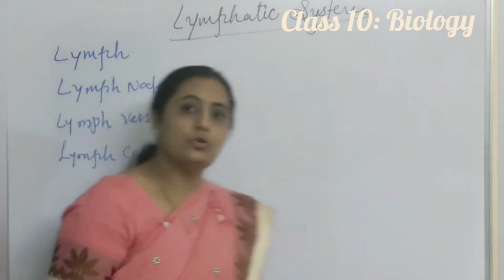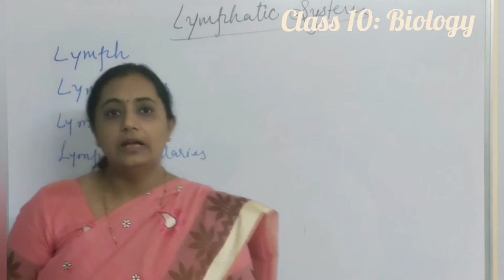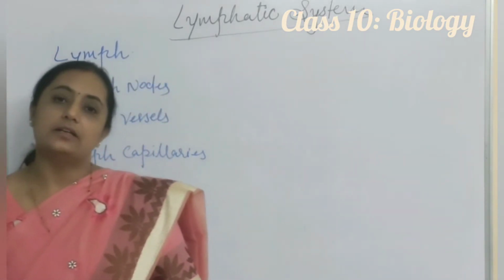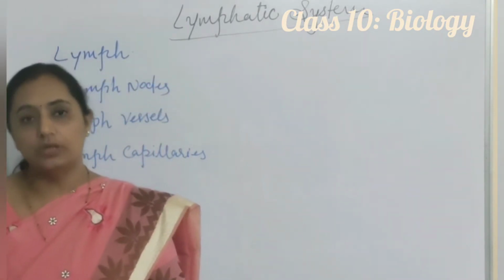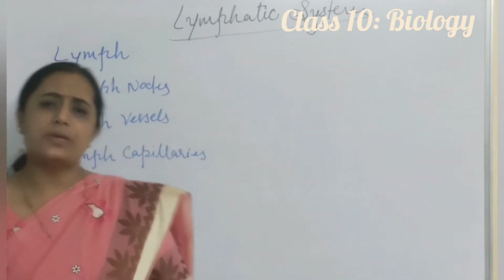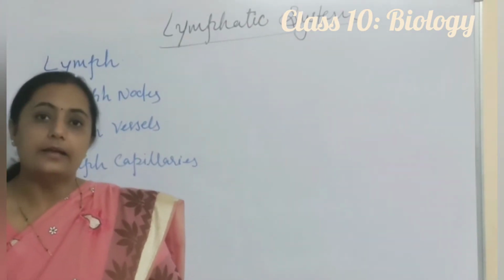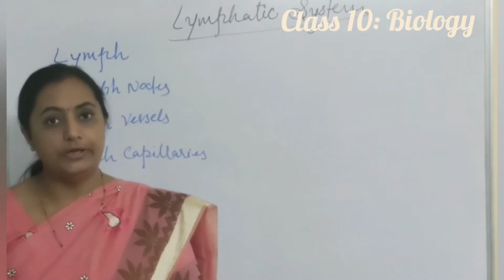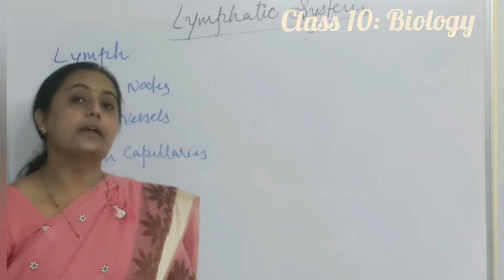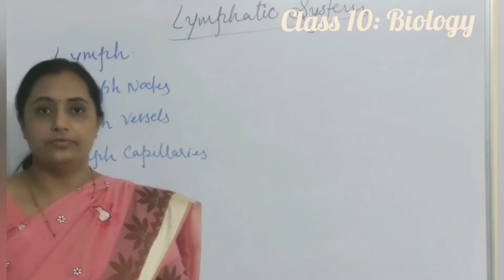First we discuss lymph. What is lymph? Lymph is also called extracellular fluid. It is light yellow in color. It appears light yellow because RBCs are not present in lymph.